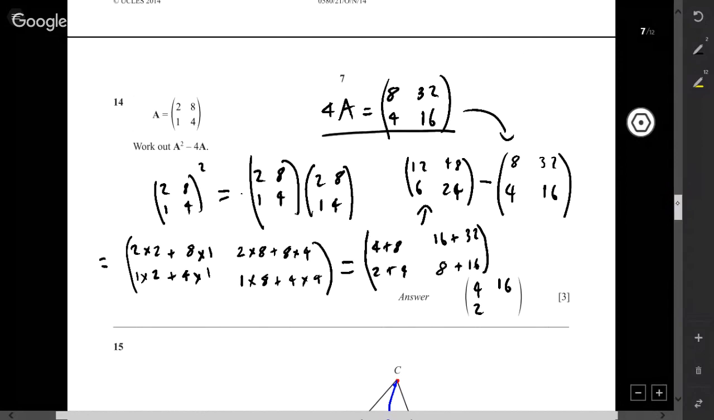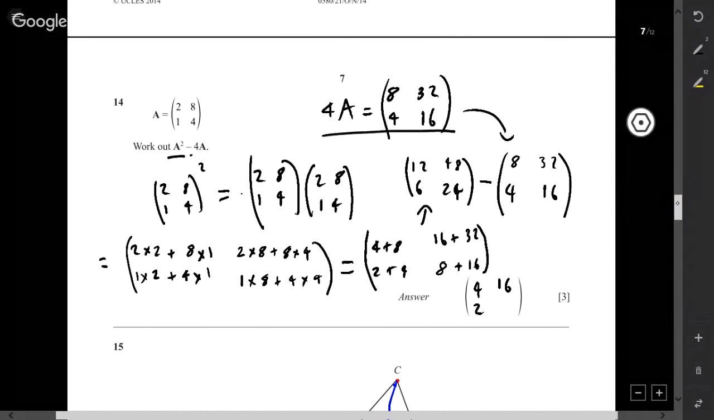So we basically just want to times everything out. So we've got 2 times 2, 8 times 1, 1 times 2, and 4 times 1. And again, over here, 2 times 8, 8 times 4, 1 times 8, 4 times 4. There is a formula for this if you go and look it up in the IGCSE notes. So now we know that, we can just simplify that, and that comes up to 12, 48, 6, and 24.